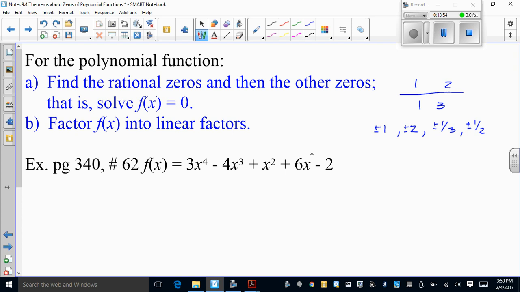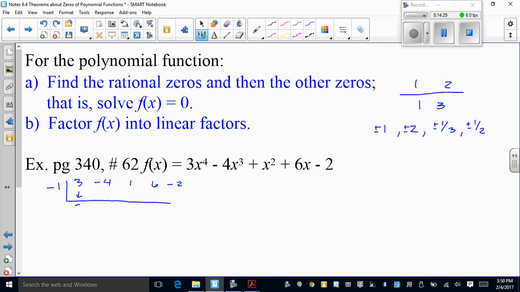Okay, so I should look at my notes so we can start faster. I think that's exactly what I'm going to do. Okay, we're going to start with negative 1. And my coefficients are 3, negative 4, 1, 6, and negative 2.